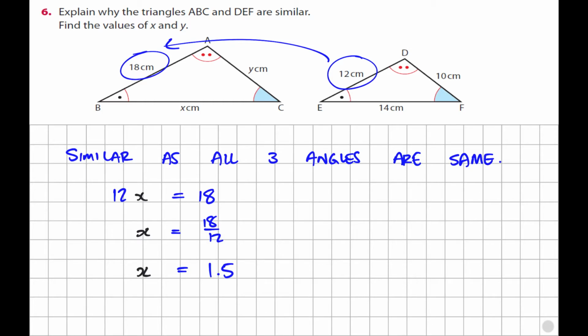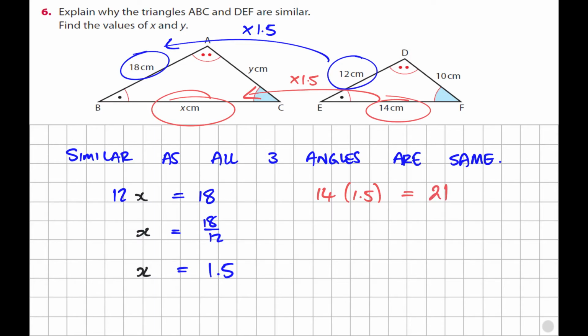Okay, so if that's what mapped them together, I now need to see what will map these together. Well, I'll do x first because x is first in the alphabet. So the multiplier is 1.5. It's the exact same for this one. So I need to take my 14 and multiply it by 1.5, and 1.5 times 14 gives me 21.